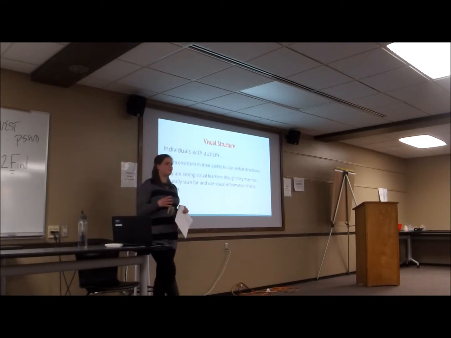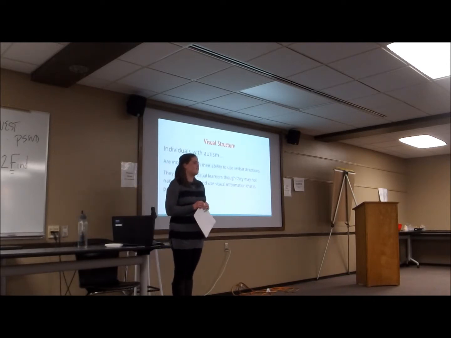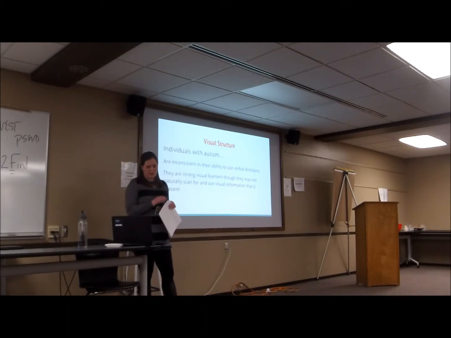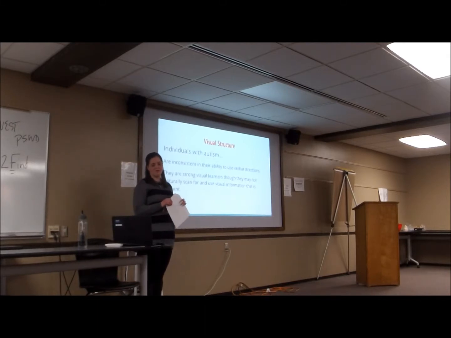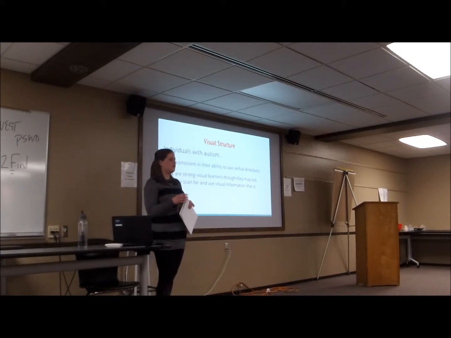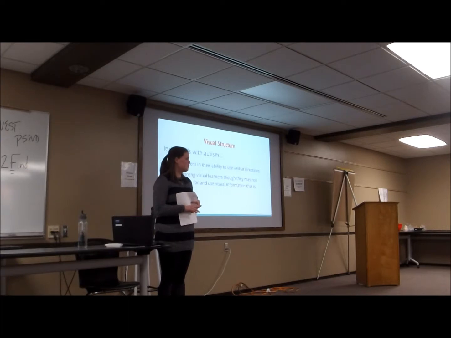All right, so we have physical structure within a classroom, but we also have visual structure. Individuals with autism are inconsistent in their ability to follow verbal directions. We know that receptive language can be difficult for students on the spectrum, so we want to limit some of those verbal directions. They are strong visual learners, however, they may not naturally scan for and use visual information that is present. I think even we as adults look around in our environment to find out what we're supposed to be doing or where we're supposed to be going.